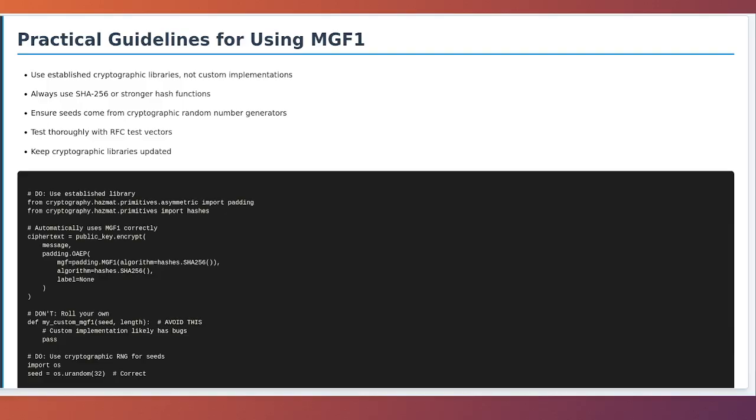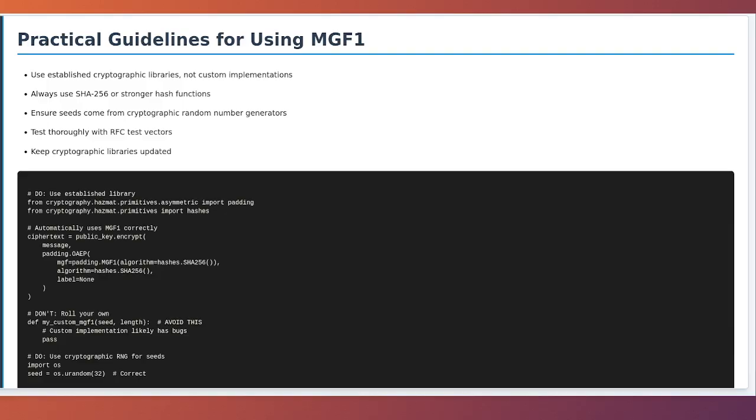Fourth, understand the context in which you're using MGF1. If you're implementing OAEP, make sure you understand the complete OAEP algorithm, not just the MGF1 component. MGF1 is just one piece of a larger system. Make sure you're using it correctly within that system, including proper label handling, message padding, and error checking. If you're using MGF1 for another purpose like key derivation, understand the security properties you need and verify that MGF1 provides them.